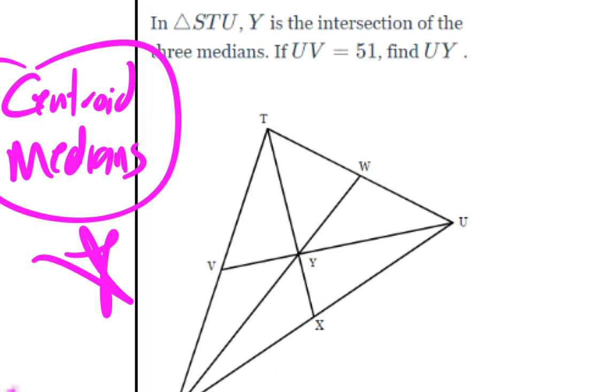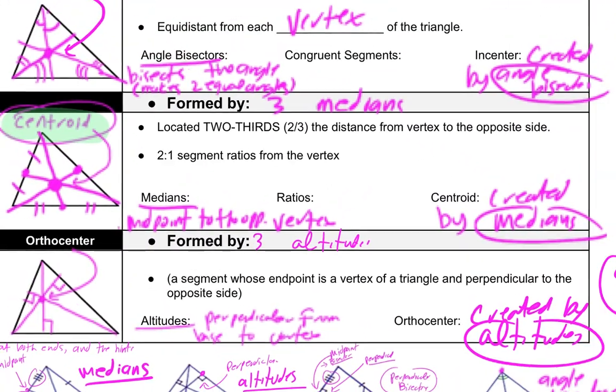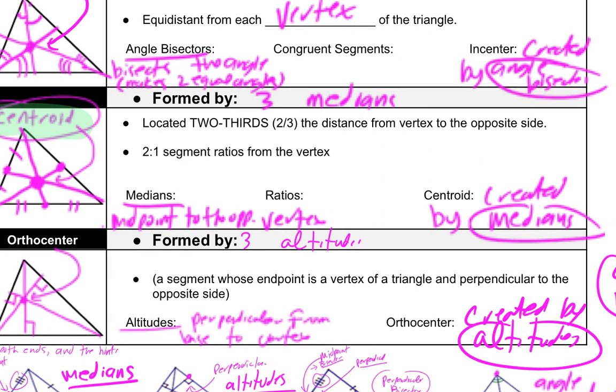All right, so it says in STU, Y is the intersection of three medians. Okay, so let's get back to where we said about the medians. Now this is where this part comes in. It says it's located 2/3 of the distance from the vertex to the opposite side. This is 2/3 of the distance from the vertex to the opposite side.